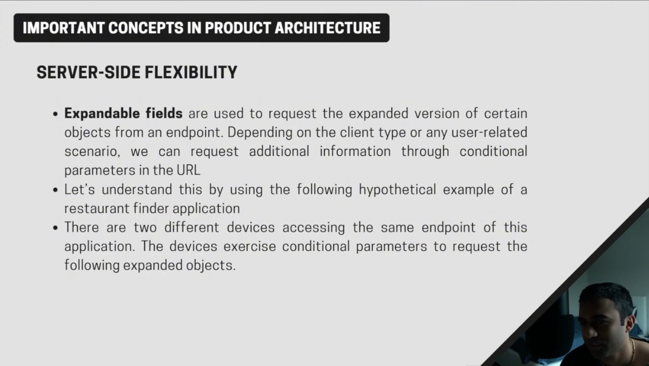Expandable fields are used to request the expanded version of certain objects from an endpoint. Depending on the client type or any user-related scenario, we can request additional information through conditional parameters in the URL. Let's understand this by using the following hypothetical example of a restaurant finder application. There are two different devices accessing the same endpoint of this application. The devices use conditional parameters to request the following expanded object.